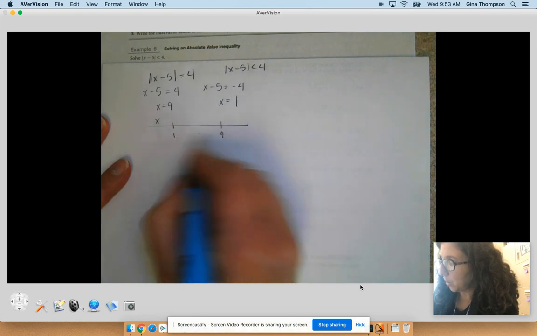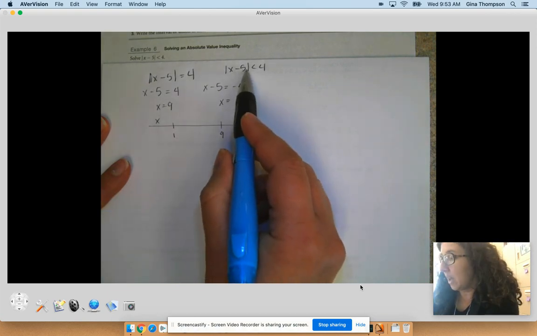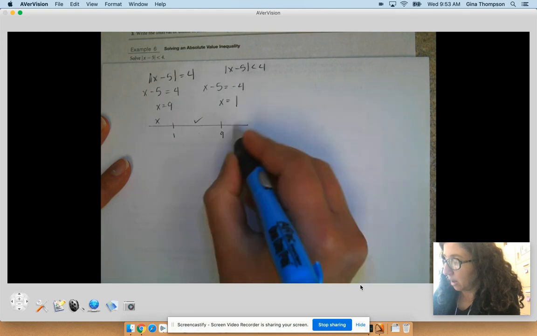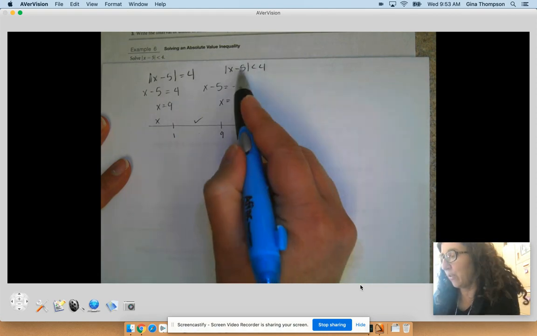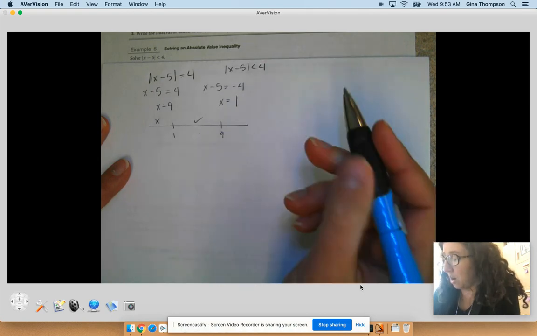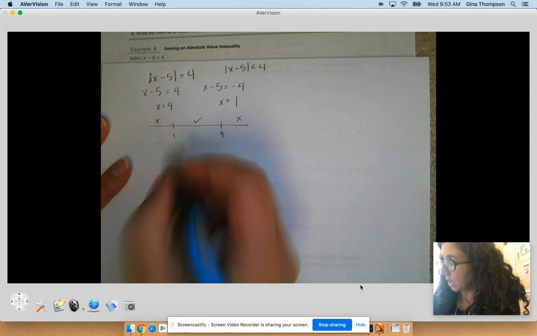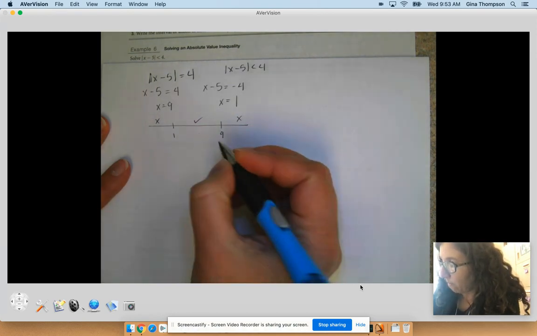How about something in between here like 2? 2 minus 5 is negative 3. The absolute value of that is 3. Is 3 less than 4? Yes. So this interval works, and we can guess that this one's not going to, but let's just try 10. 10 minus 5 is 5. That is not less than 4. So that interval does not work. Okay, so we know our answer here is this interval here between 1 and 9.